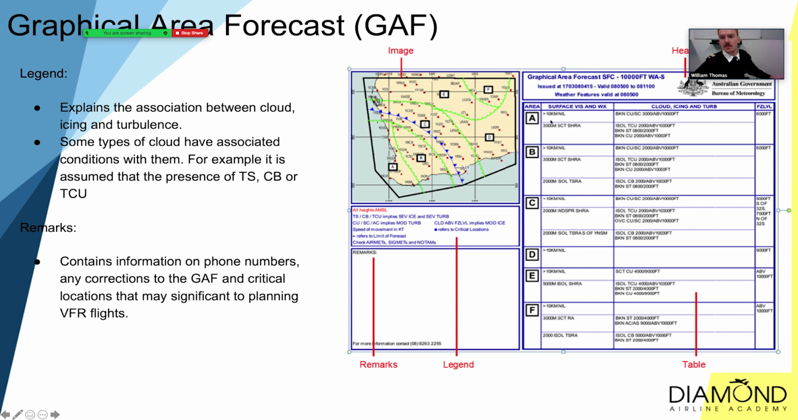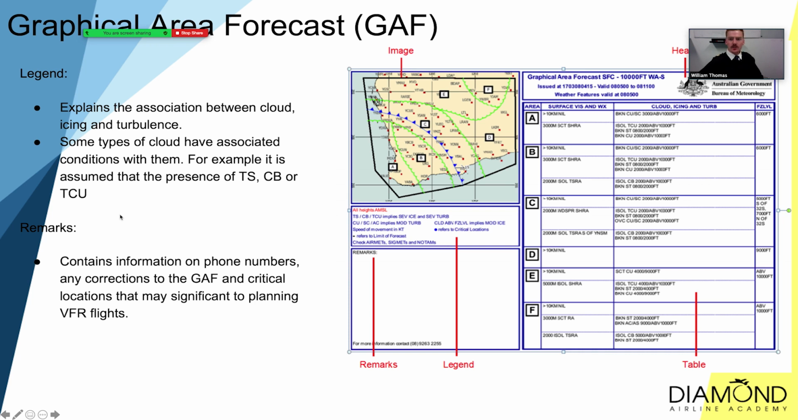All right, this must be quite old. This looks like it's 2017. So 2017, third month, 8th day, 0415 Zulu was when the GAF was issued. Valid between the 8th day of the month, 0500 Zulu, to the 8th day of the month, 1100 Zulu. All right, let's jump through.